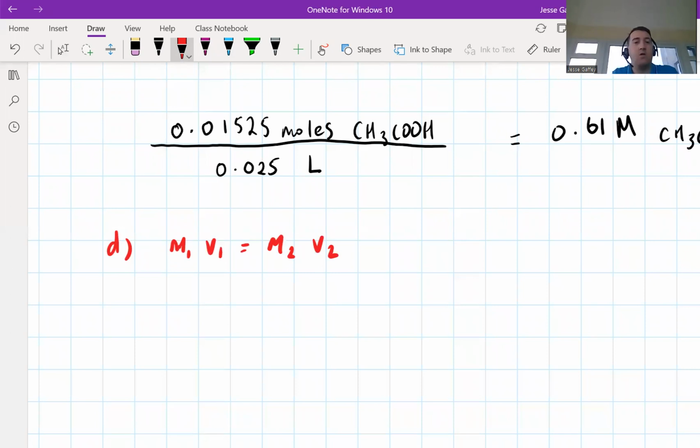Okay, so what do we know? Let's think about what we know. All right, so we're going to plug in. We're going to say that this is the dilute and this is the concentrated. Okay, well, we know stuff about the dilute now. We know that the dilute is 0.61 molar. That's what we calculated here, 0.61 molar. Okay, times the volume that we made when we diluted it.